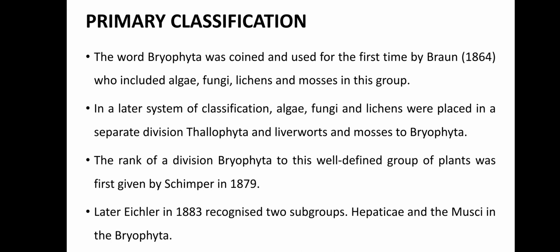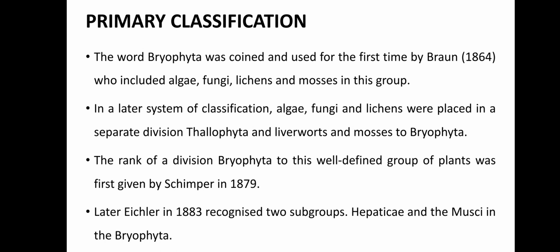So the word Bryophyta was first used by Brown in 1864. He included algae, fungi, lichen and moss in this group. But later on, algae, fungi and lichens were separated as Thallophyta, and liverwort and moss as Bryophyta. The rank of division to Bryophyta was first given by Sachs in 1879. He treated Bryophyta as a division.